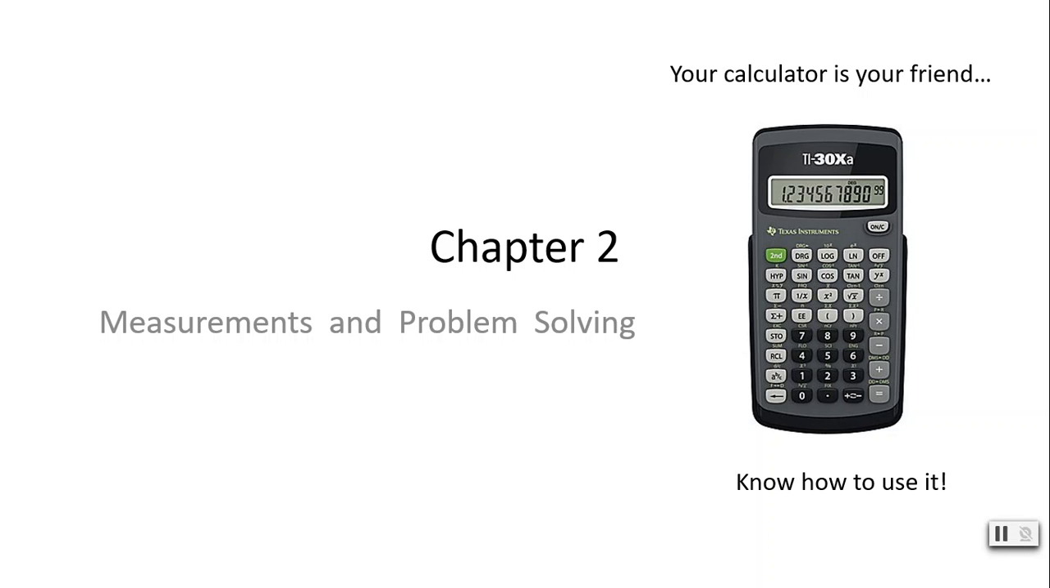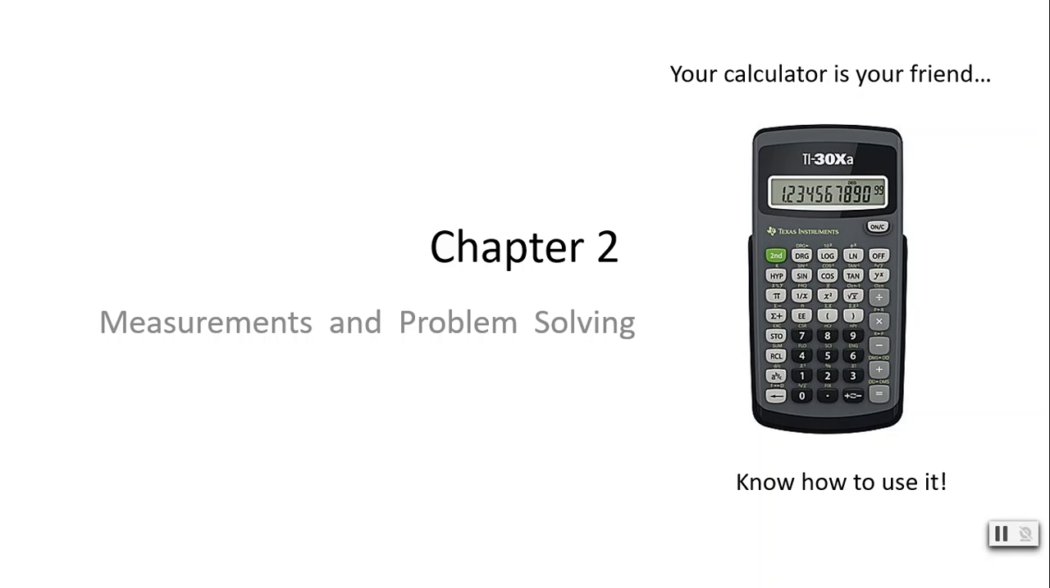Welcome back, everyone. Before we start talking about chemistry, before we start actually talking about atoms and molecules and ions and chemical equations, before we do any of that, we need to say something about the topic of measurements and how to solve problems regarding measurements. The fact of the matter is that chemistry is a quantitative subject, meaning that we use lots of numbers and mathematical equations to explain the properties of matter and how they react.